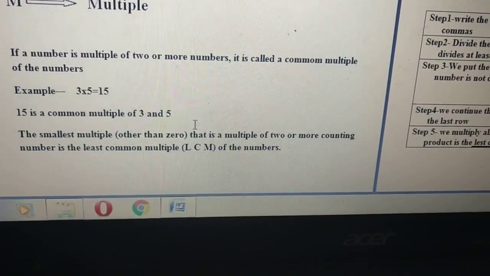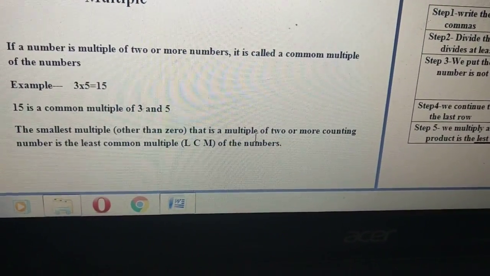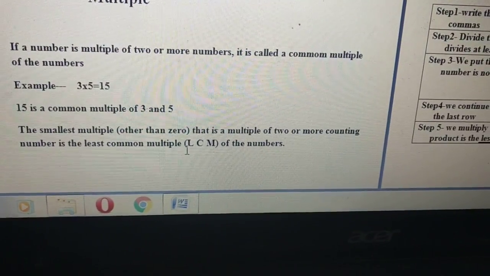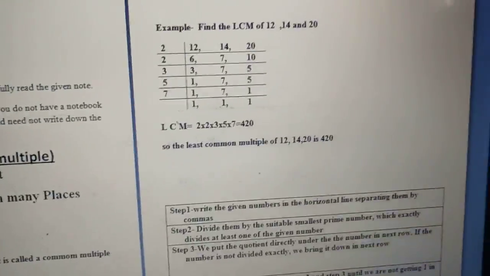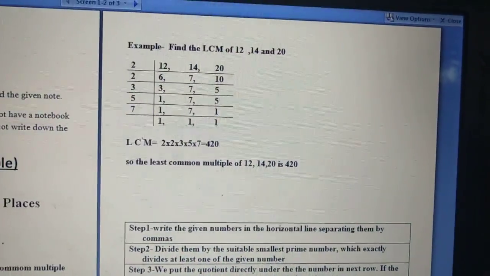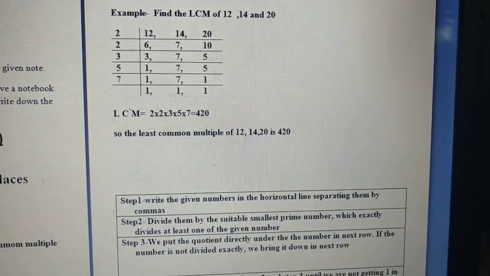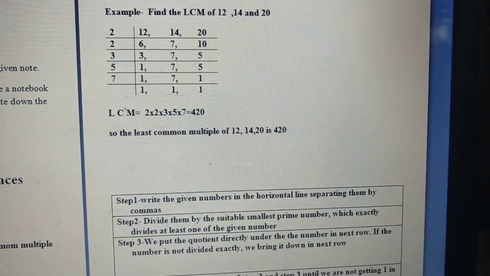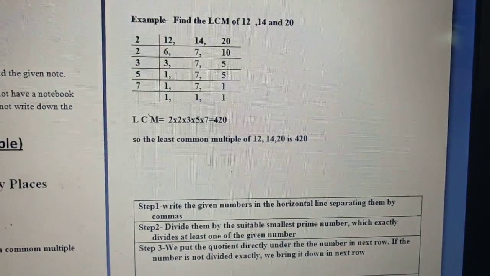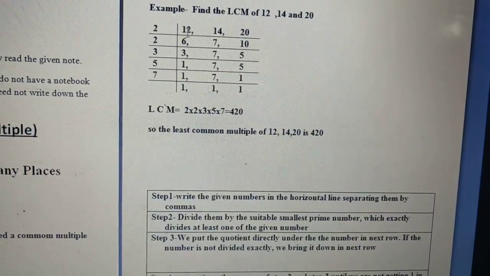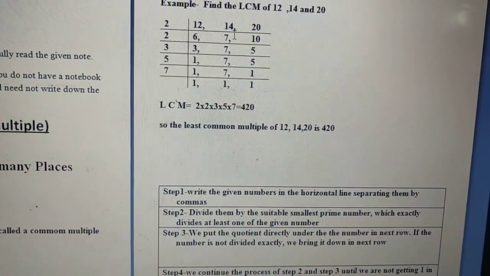It means when we are finding out the common multiples, out of those common multiples, the smallest common multiple is called LCM. Now understand it by an example. Find the LCM of 12, 14 and 20. The first step: write the given numbers in a horizontal line, separating them by commas as I have done. I have written here 12, then 14, then 20, and in between I have written commas.